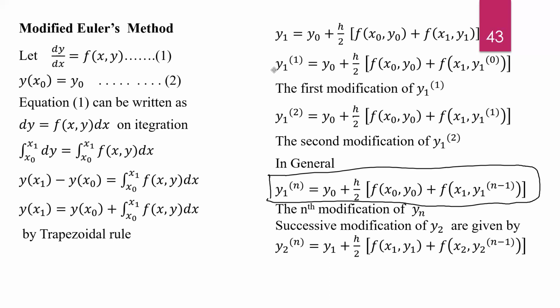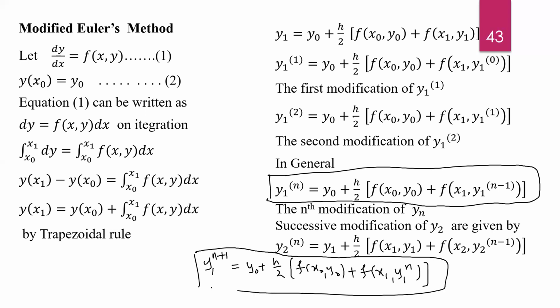now I am writing the same formula, that is the n plus 1 modification, that is y suffix 1 raised to n plus 1 is equal to y naught plus h by 2 in bracket f of x naught comma y naught plus f in bracket x1 comma y1 raised to n. Square bracket is complete. The modification we can write in this way also, y1 suffix n plus 1.